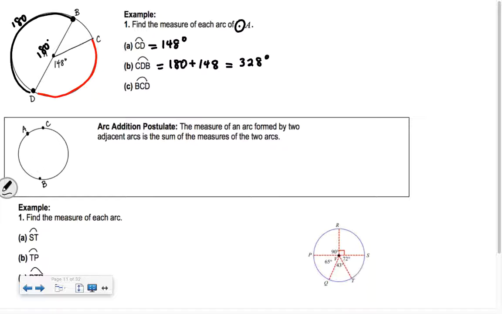Nope, I didn't say BC, I just said BCD. 180, right, perfect. And then if I said BC, yeah, it would be 32, exactly, good.